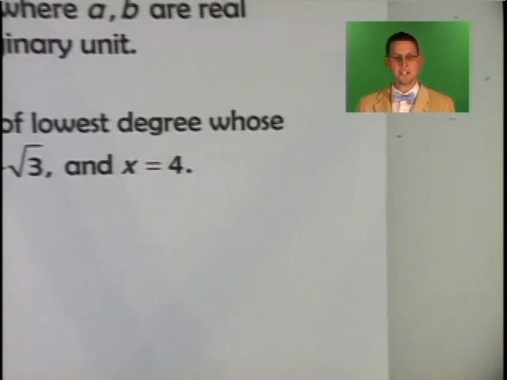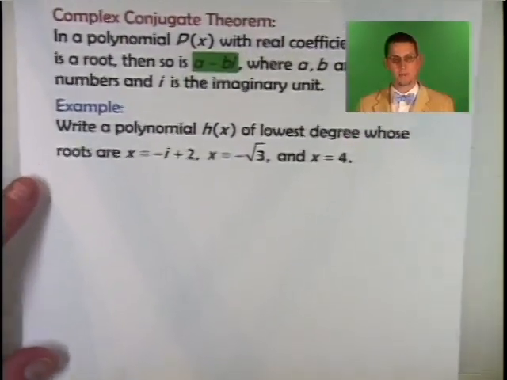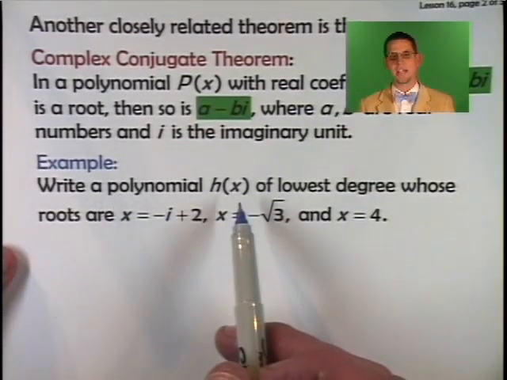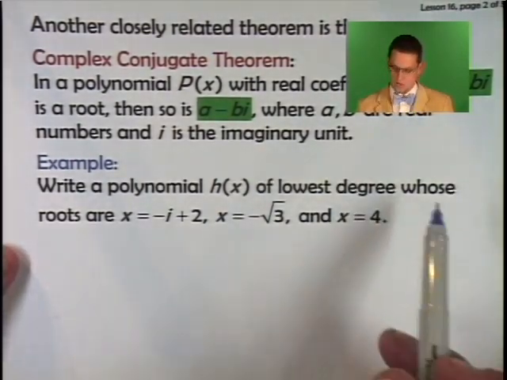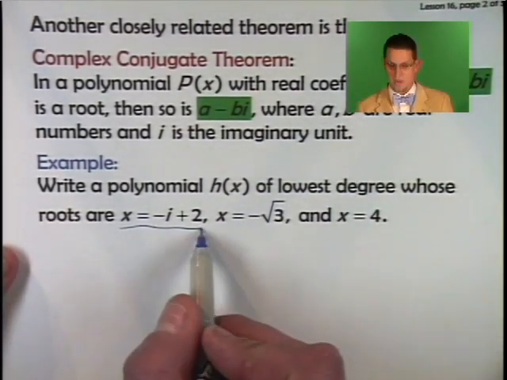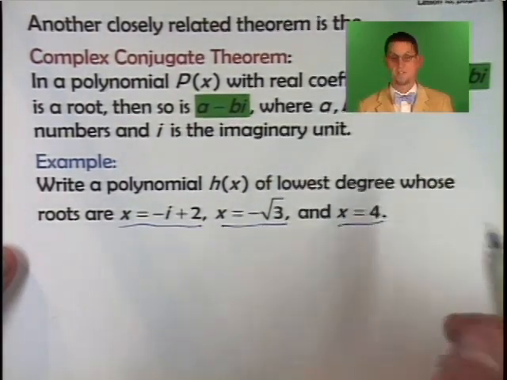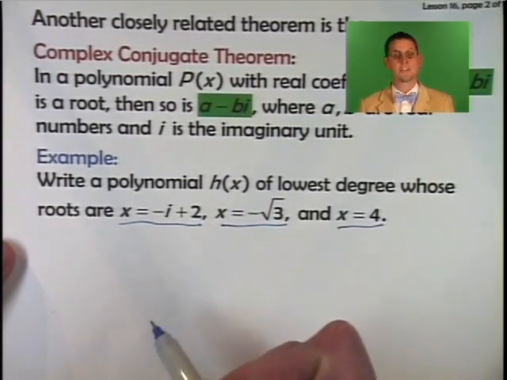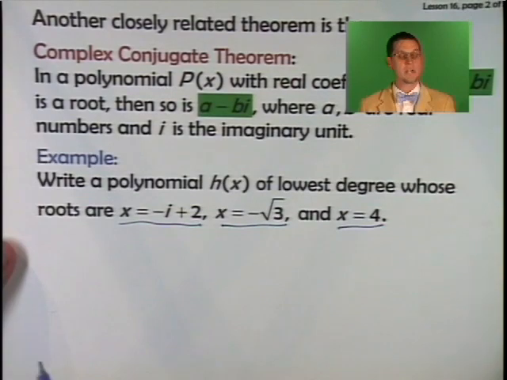Let's look at an application of both theorems that involves creating an equation. Here we go. Here's the instructions. We want to write a polynomial, call it h of x, of lowest possible degree, so we don't get carried away, whose roots are negative i plus 2, negative square root of 3, and 4. Let's think about the theorems we just talked about. If negative i plus 2 is a root, that's a complex number with an imaginary term. We know it's going to have a partner.